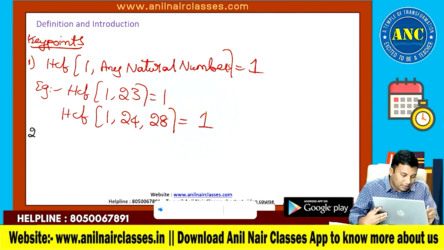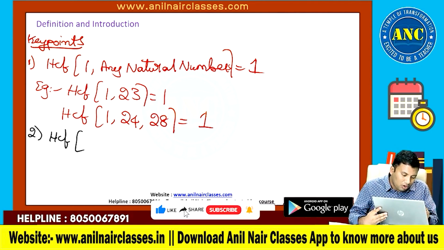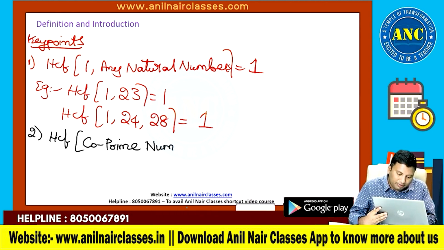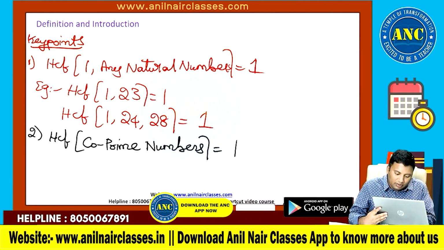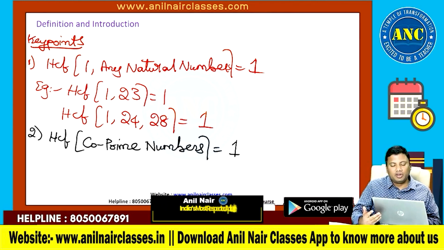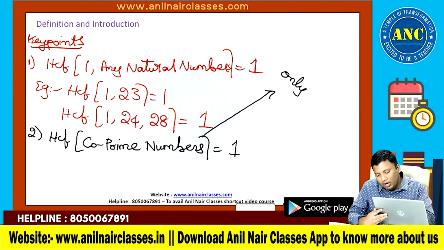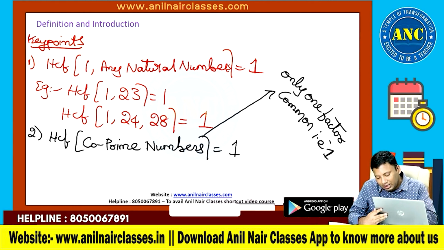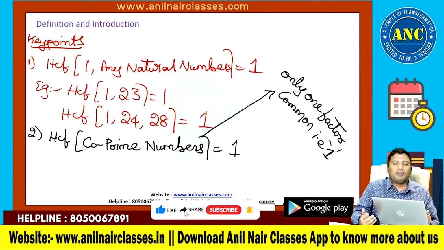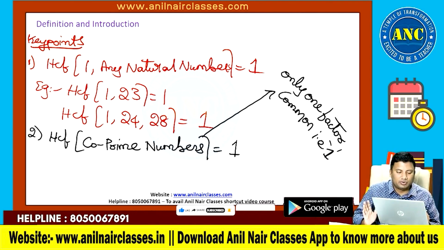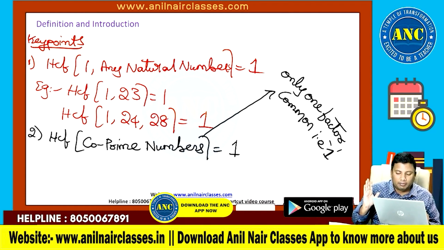Second point: HCF of co-prime numbers is always 1. Write down in the same order, sir. What do you mean by co-prime numbers? Only one factor common, that is 1. If there is only one factor common and that is 1, then the HCF of co-prime numbers is always 1.